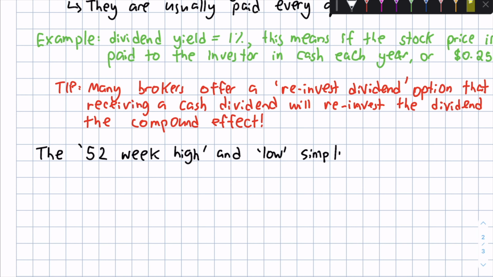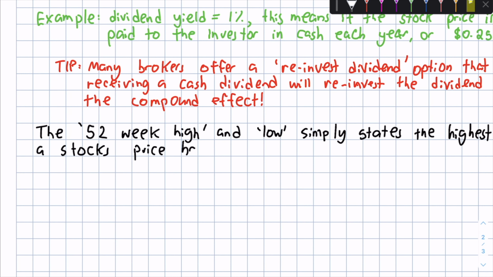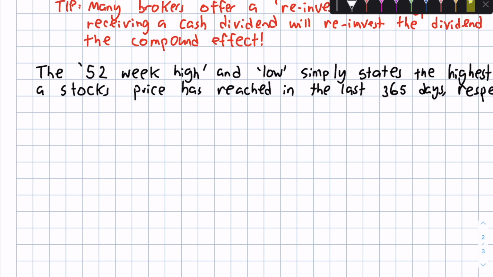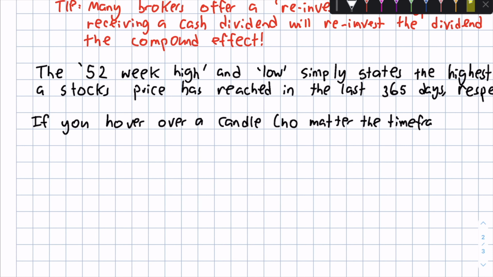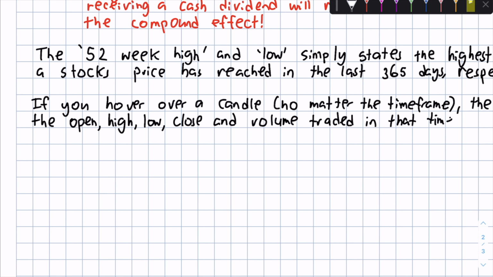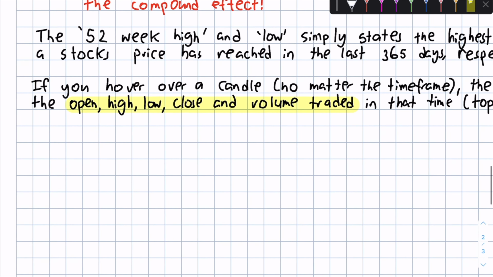The 52-week high and low is simply stated as the highest and lowest a stock's price reaches in the past 365 days, respective to the highs and lows. If you hover over a candle in your charting software, no matter what the time frame is, the chart shows the open, high, low, the close, and the volume traded, as well as the percentage change in that time frame, and this is usually at the top left corner that you can see this.